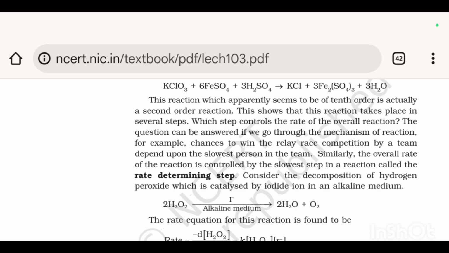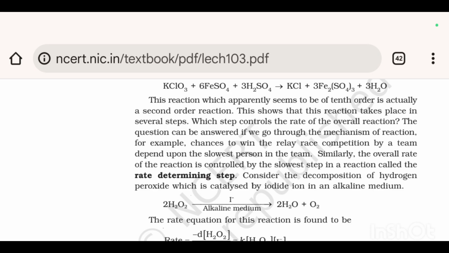The reaction is KClO3 plus 6 FeSO4 plus 3 H2SO4 gives us KCl plus 3 Fe2(SO4)3 plus 3 H2O. This shows that the reaction takes place in several steps. Which step controls the rate of the overall reaction? The question can be answered if we go through the mechanism of the reaction. For example, the chances of a team winning a relay race depend upon the slowest person in the team. Similarly, the overall rate of reaction is controlled by the slowest step, which is called the rate determining step or RDS.